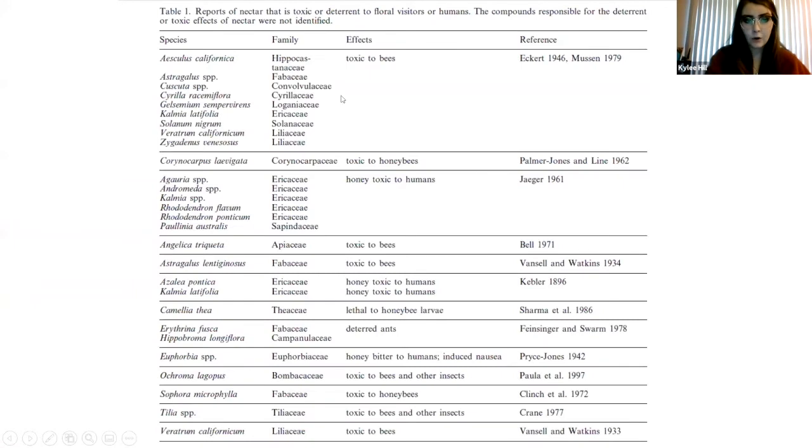And here is a table showing the different species and the effect and behavior that they had on the animals. And so here the effects that are listed are that they were toxic to bees, toxic to honeybees. One of them was lethal to honeybee larvae, another deterred ants, another, which I thought was interesting, the honey ended up tasting bitter to humans and it induced nausea. And then still others, you have ones that are toxic to both bees and other insects. And they actually list a solanaceous plant here, Solanum nigrum, and that was found to have a toxic effect on bees.